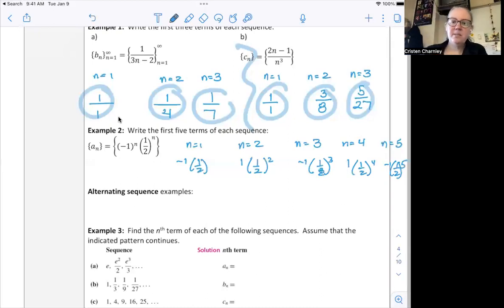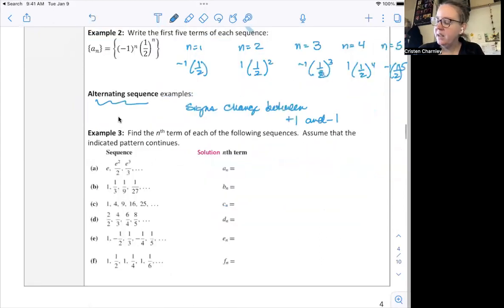So if you notice, the exponent on the 1/2 keeps increasing, that's fine. But then the sign in the front alternates. It's +1, -1, +1, -1, +1, -1. That is an alternating sequence. So your signs change between positive and negative. And usually we'll attach a 1 right to the sign so that there's always something there, a +1 or -1.